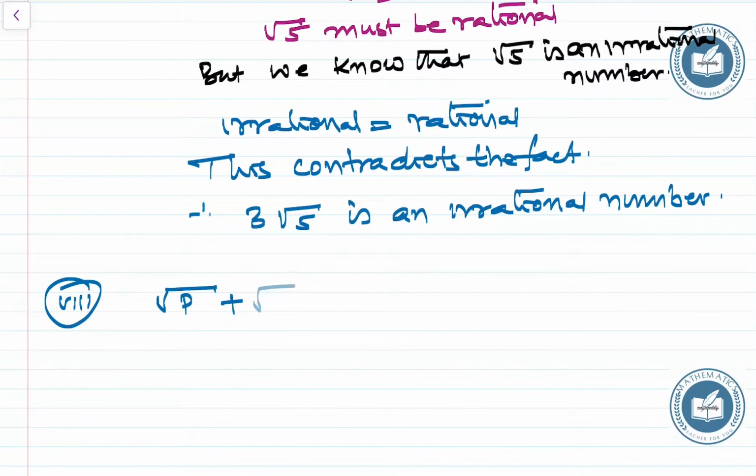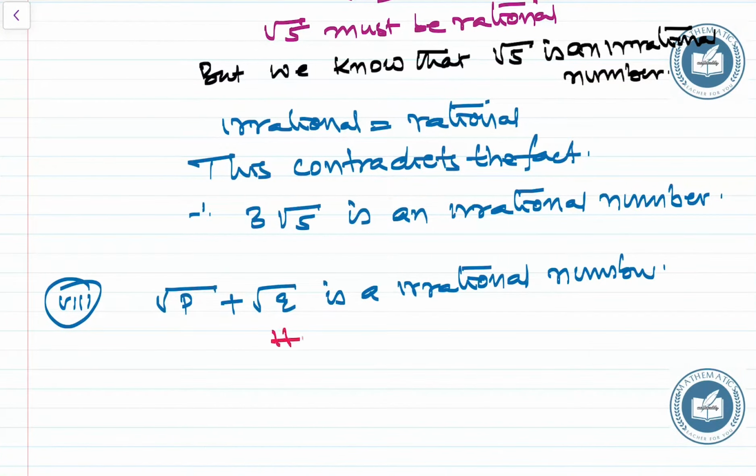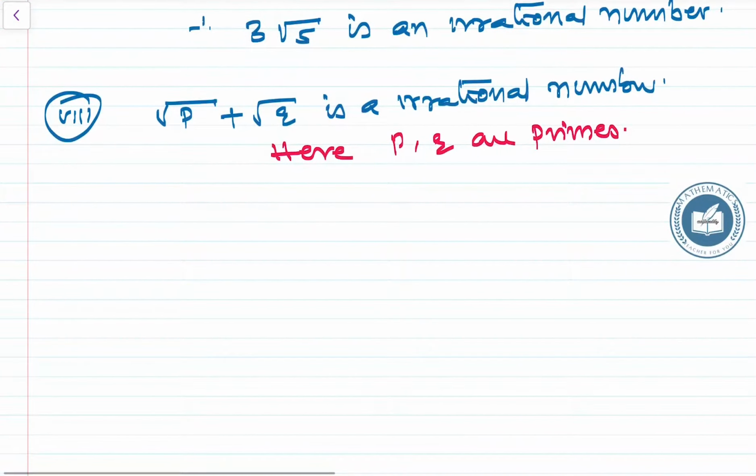Root p plus root q, we have to show that it is an irrational number. Here p, q are primes. So that is given in the problem.